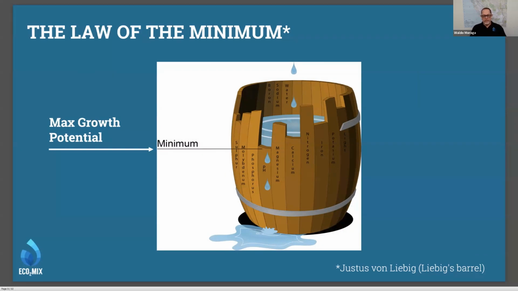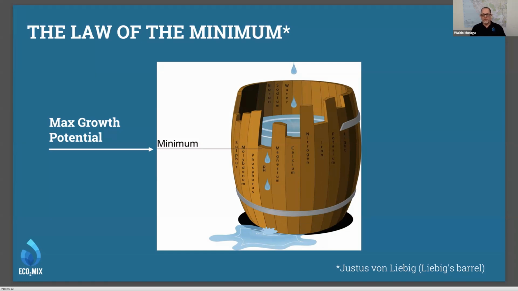This German scientist states that the best yield, or the best potential of a crop, is driven by the minimum factor. In this case, for example, in this slide, I emphasize the pH, but it can be sunlight, it can be chill hours, it can be different options.